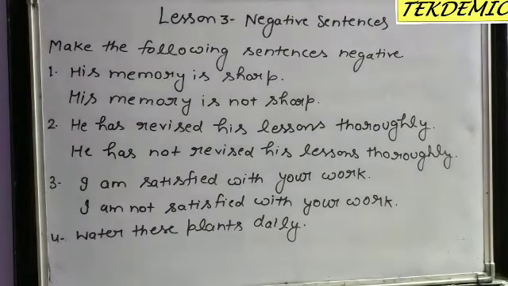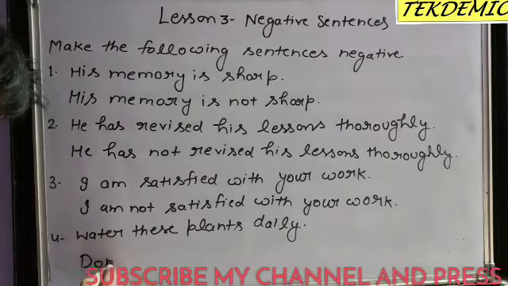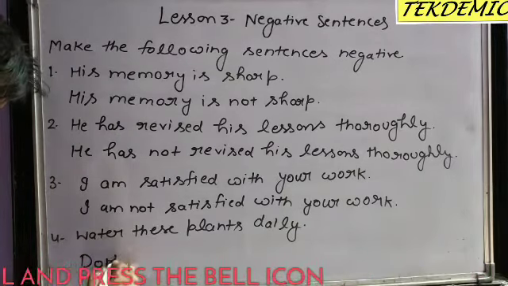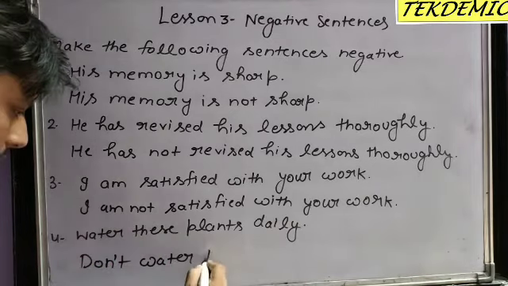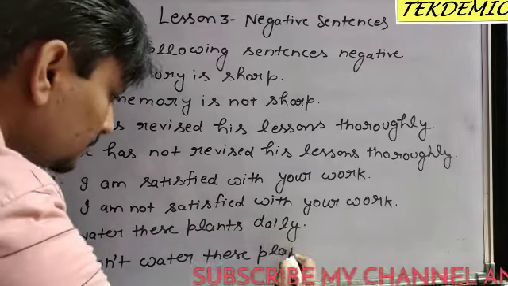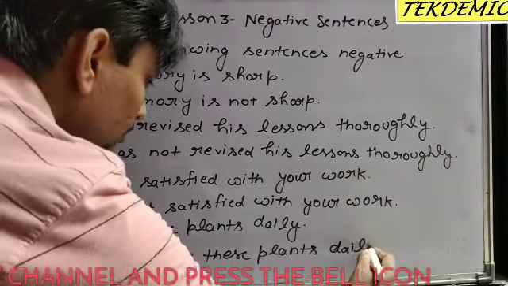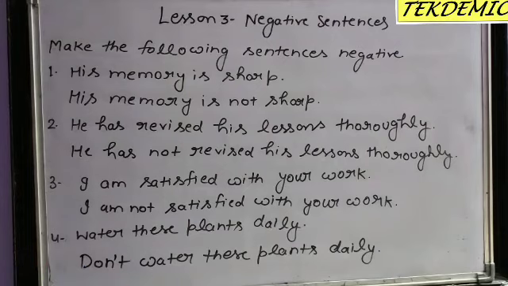Number 4. Water these plants daily. Recognize this sentence. This is an imperative sentence, and I had told you how to make imperative sentences negative. You will place do not just before the main verb. Do not, or don't, both are correct. So, don't water these plants daily. And in this way you have converted it into a negative sentence.